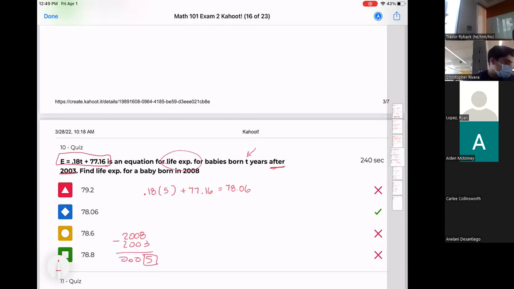So I'm going to get this equation and plug in 5 as my T, because T years, or AKA 5 years, has gone by. So I'm going to plug in 5, and then 0.18 times 5 is going to give me 0.9 essentially. And so we're going to do 0.9 plus 77.16, and that would give us 78.06.